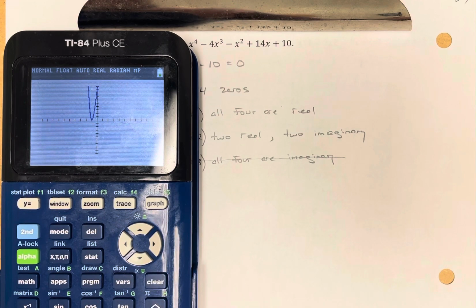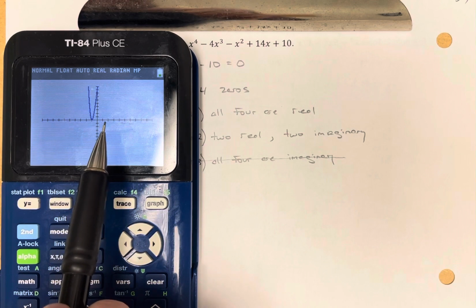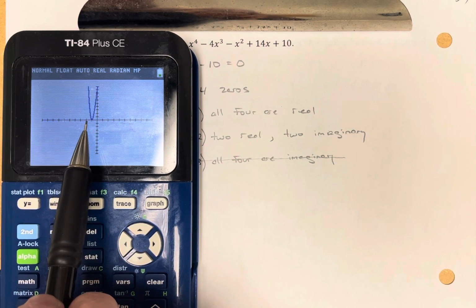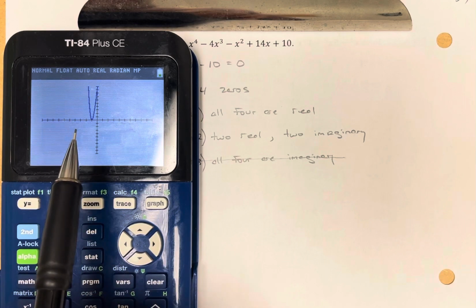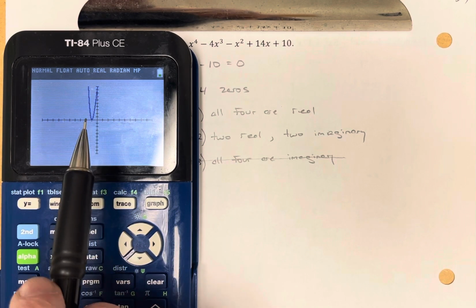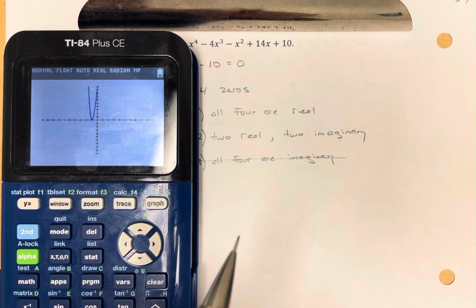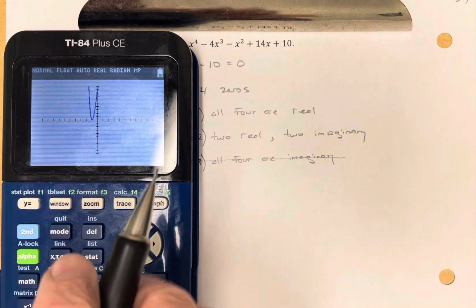Well, it looks like I have a case where I have one real 0 of multiplicity at least 2. It could be 4, so I could have the same 0 happen 4 times. I don't know, but I either have all 4 real or I have 2 that are real and 2 that are imaginary, because when it touches and turns, that's multiplicity 2. Let's see if that's actually one that we can work with.